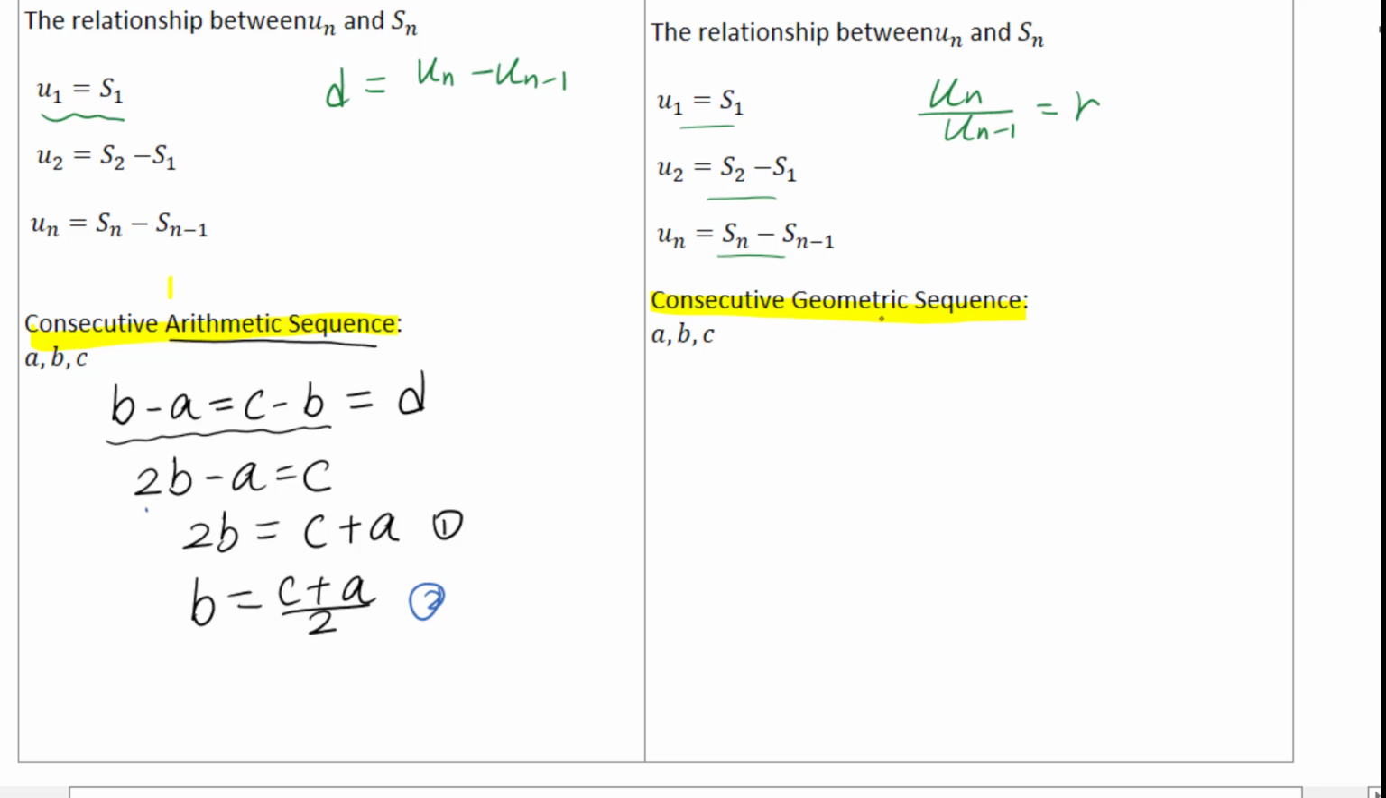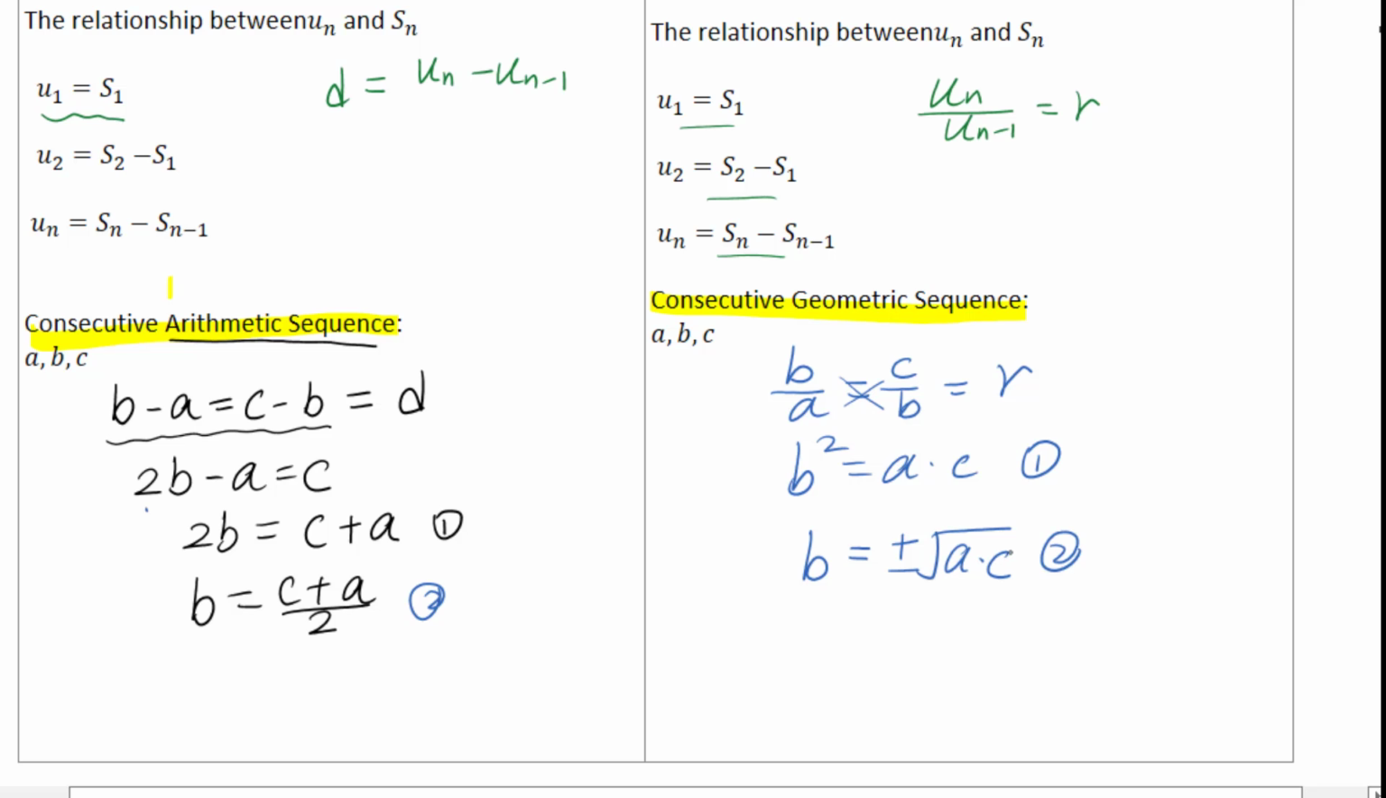For consecutive geometric sequence, we do know B over A equals C over B equals common ratio R. Cross multiply: B squared equals A times C. This is the first formula for consecutive geometric sequence. If we take the square root of both sides, B equals plus or minus the square root of A times C. This is the second formula for consecutive geometric sequence.